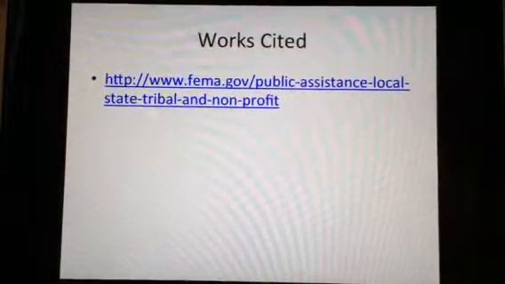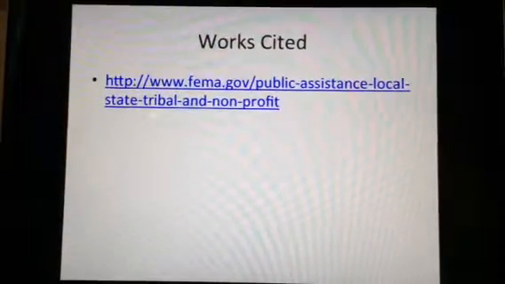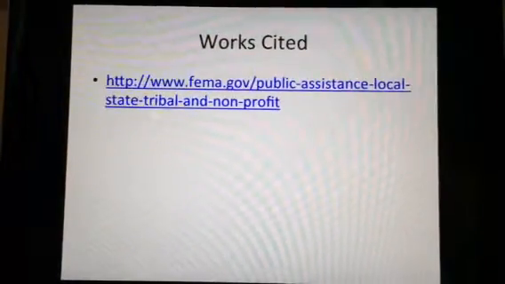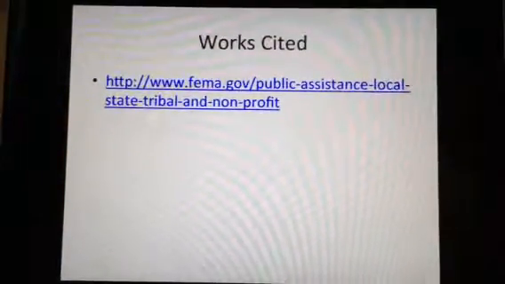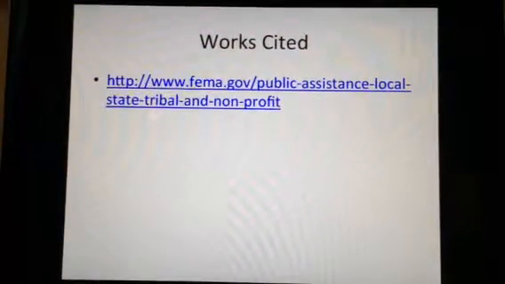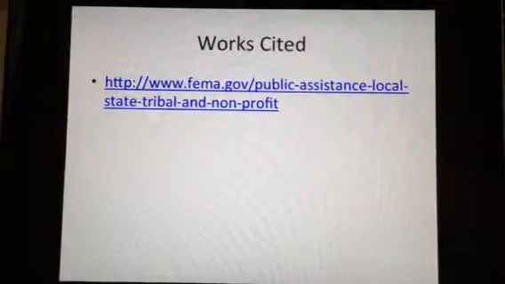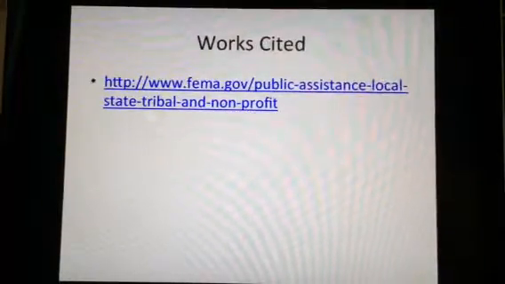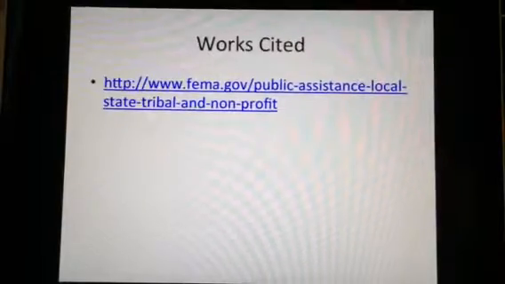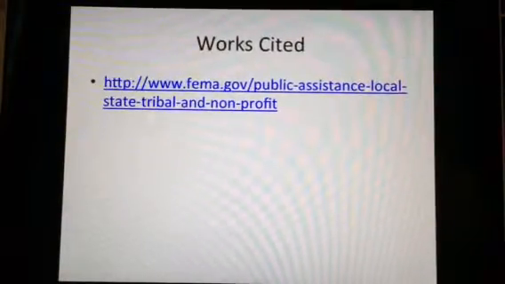FEMA's Public Assistance Grant Program is a significant factor in the response and recovery efforts of emergency management. While there are many factors that go into response efforts, the amount of money made available through this program has helped to make tremendous progress in returning communities to their initial state before enduring a disaster. Through local, state, tribal, and nonprofit public assistance efforts, FEMA has played a huge role in returning victims and their communities back to normal.